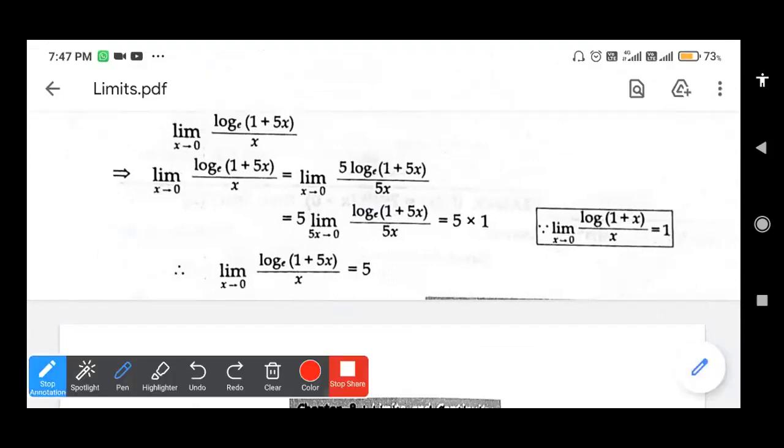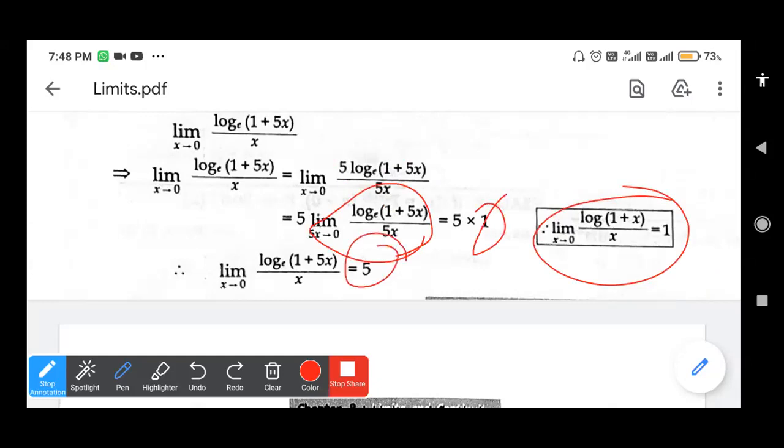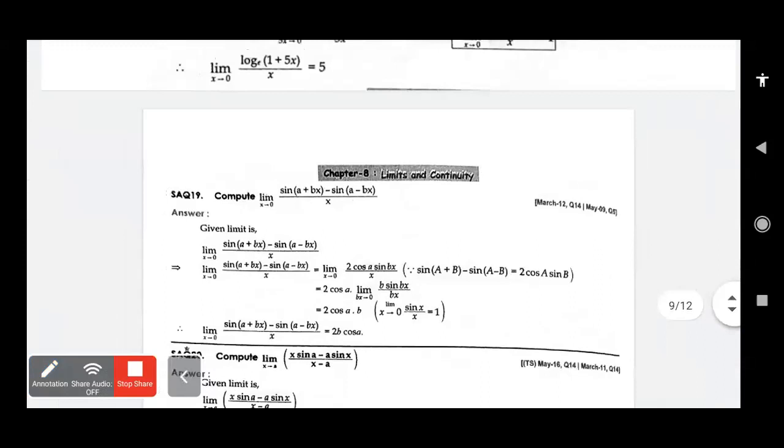So first of all, we are using the formula log 1 plus x by x is equal to 1. Our x over here is 5x, so we are multiplying and dividing by 5. After multiplying and dividing by 5, we are applying this formula, so this whole part will become 1. Our final answer will be 1 into 5 into 1, which is 5. So with this, we have finished our 2 marks questions.